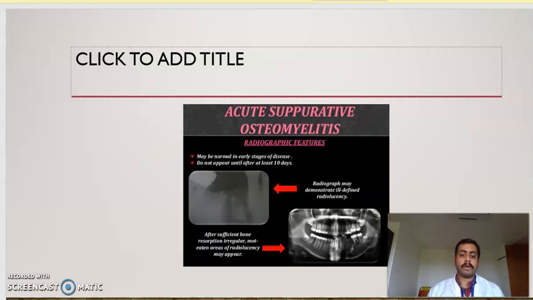Now, acute suppurative osteomyelitis, when you look at the radiographic features, or röntgenographic features, may be normal in early stages of disease and do not appear until after at least 10 days. Radiograph may demonstrate an ill-defined radiolucency. After sufficient bone resorption, irregular moth-eaten areas of radiolucency may appear.